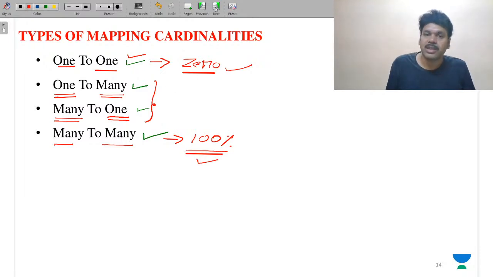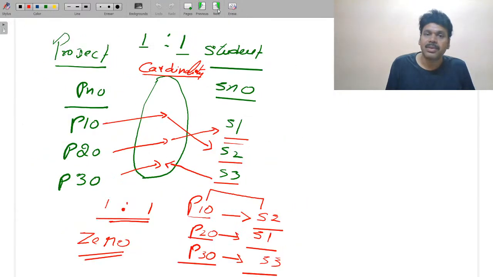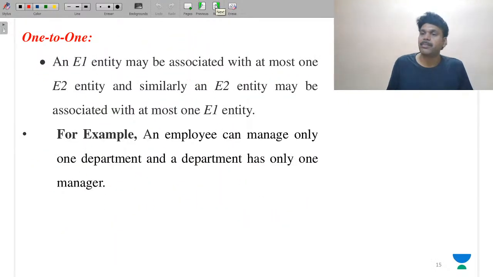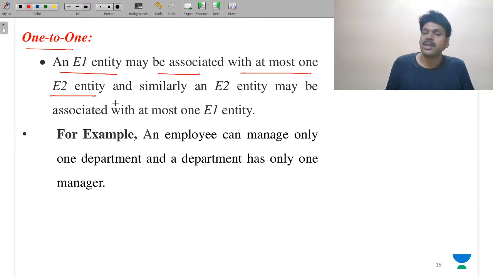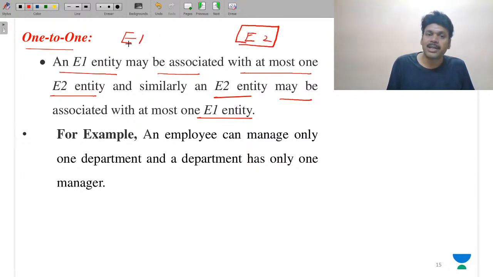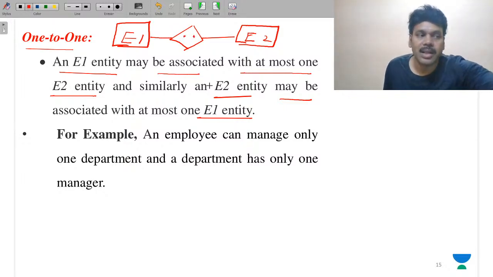Okay, friends. Now let us look at one example for 1:1 and 1:many. What is a 1:1? As we said, an entity may be associated with at most one entity on the other side, and E2 also with at most one entity in E1. E1 is an entity and E2 is an entity, and both participate in the relationship only once. Therefore, an entity of E1 will come only one time, an entity of E2 will come only one time, and so we come to know that it is a 1:1 relationship.